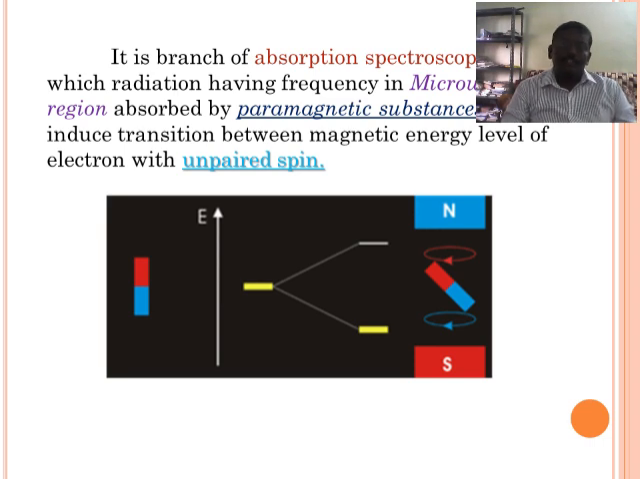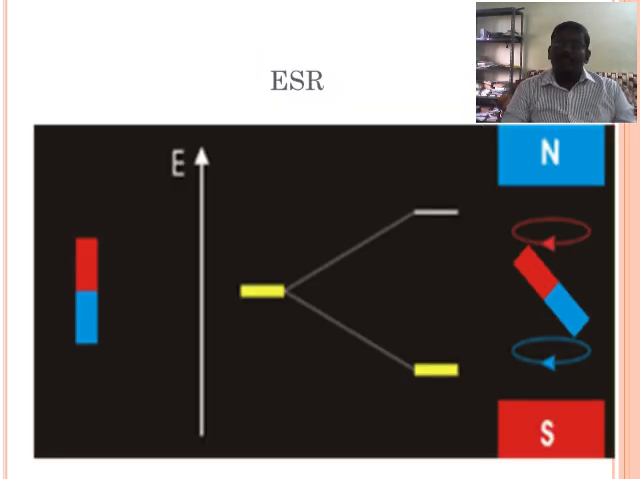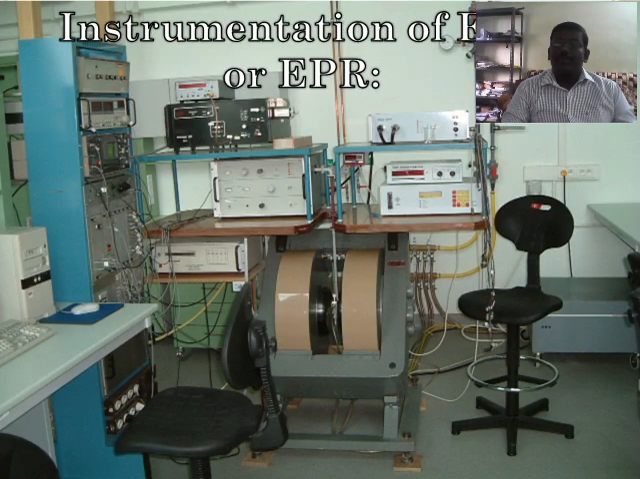Definition: it is a branch of absorption spectroscopy in which radiation having frequency in the microwave region is absorbed by a paramagnetic substance due to transition between magnetic energy levels of an electron with unpaired spin. Electron spin resonance spectroscopy is also known as Electron Paramagnetic Resonance, which we call EPR. It is absorption spectroscopy similar to NMR, possible only with molecules having unpaired electrons.